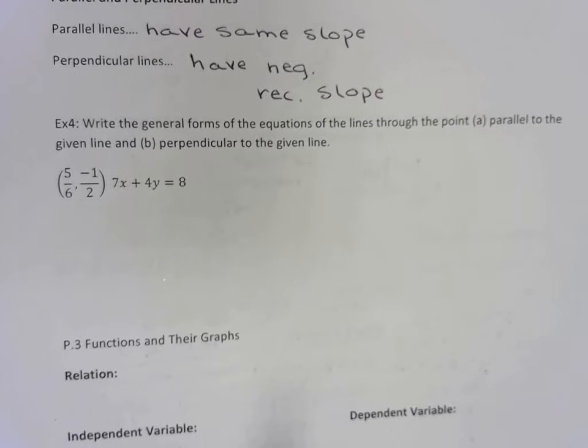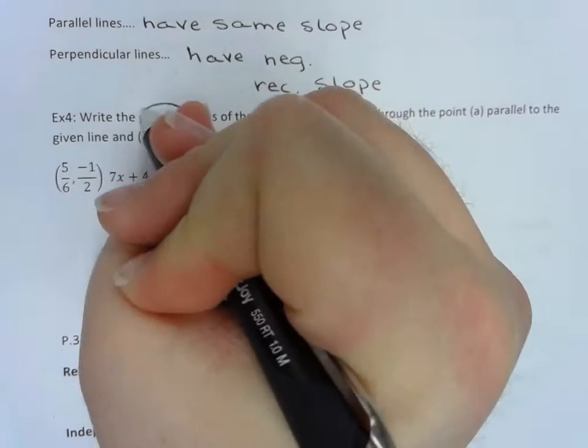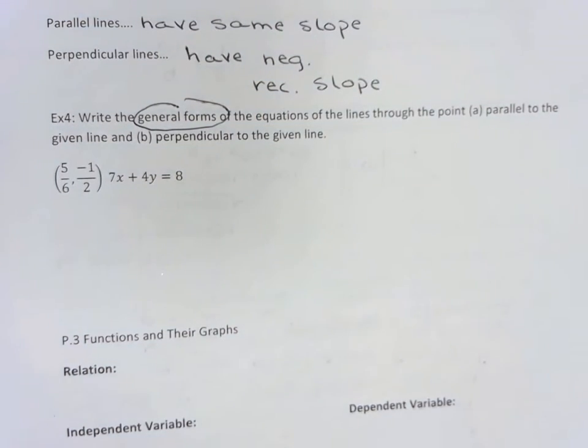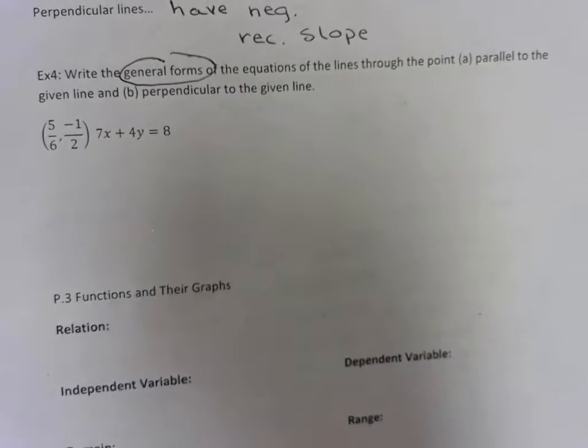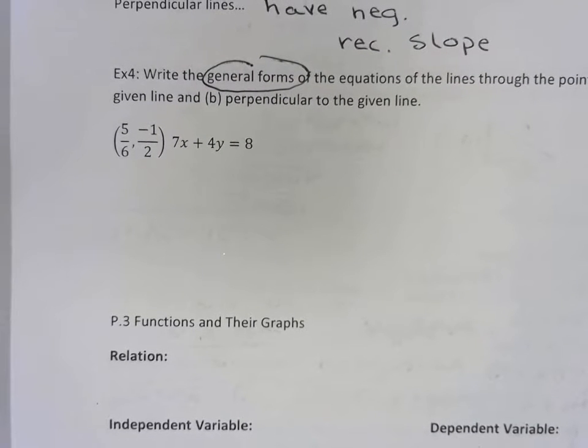Okay, so if I look at example 4, I want to write the general form. So we're thinking, okay, get everything on one side, get it equal to 0. I want to write the general form of the equations of the line through the point that is parallel to the given line and perpendicular to the given line. So 2 parts on this one. First thing I need to do is find my slope, because once I find my slope, that helps me say, okay, if it's perpendicular, it has the negative reciprocal. If it's parallel to this line, it has the same slope.